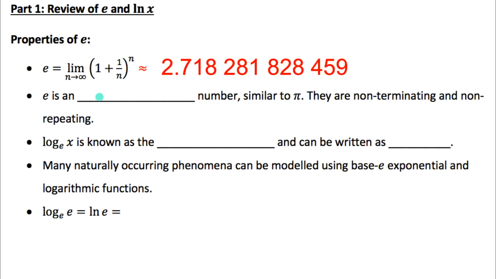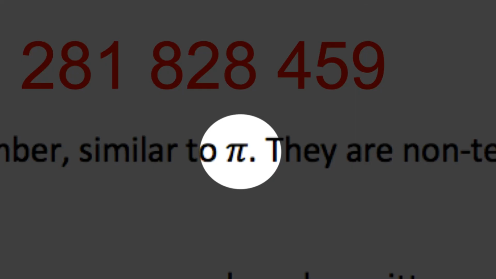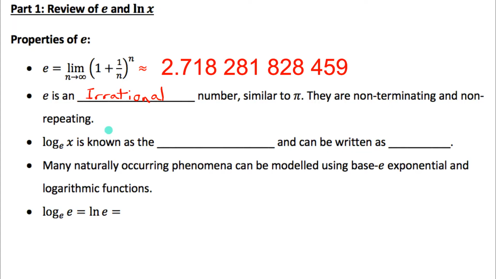2.71828182845, and so on. It's an irrational number, which means it's a number that cannot be represented as a fraction, but it's so useful, just like how pi is an irrational number that's very useful, that we come up with a symbol so that we can use it very often in mathematics.